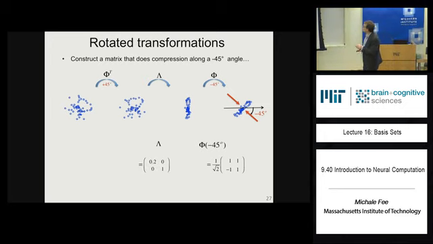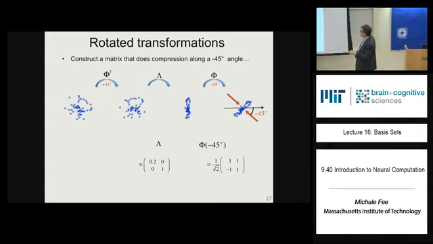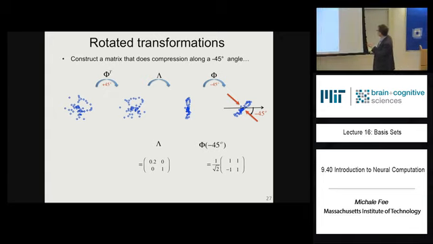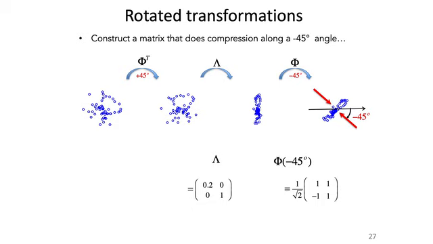Okay, so here we are. We're going to write this out. So we're writing down a matrix that produces this compression along a minus 45-degree axis. So there's phi of minus 45. There's lambda, a compression along the x-axis. So here it's 0.2001. And here's the phi transpose. Okay, so you write all that out, and you get 0.6, 0.4, 0.4, 0.4.